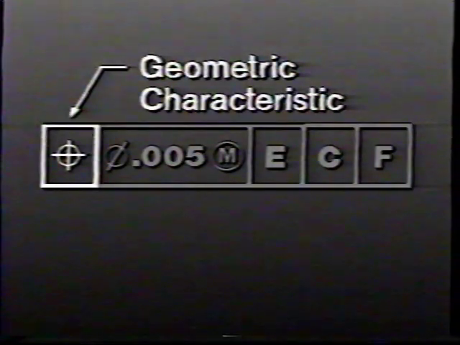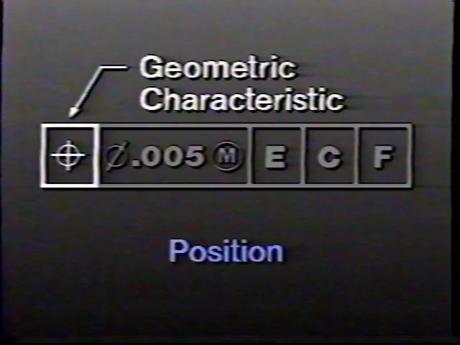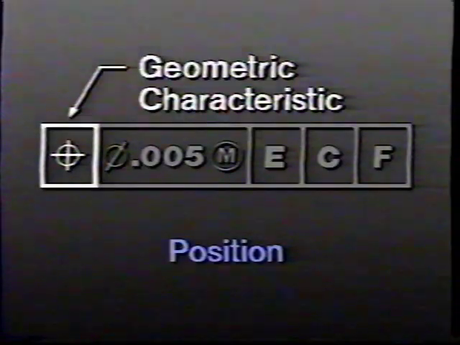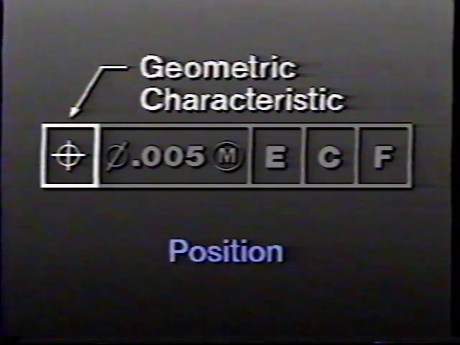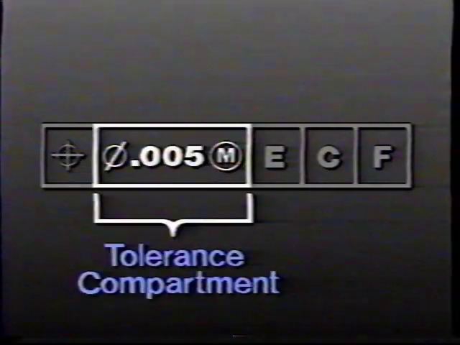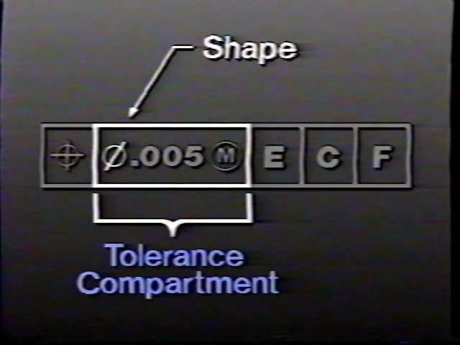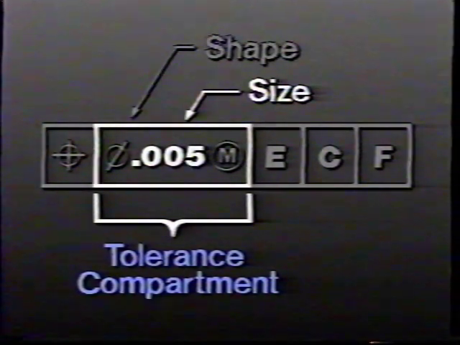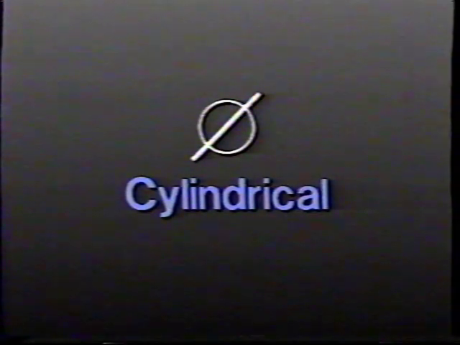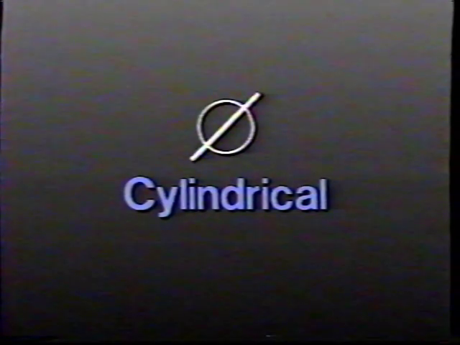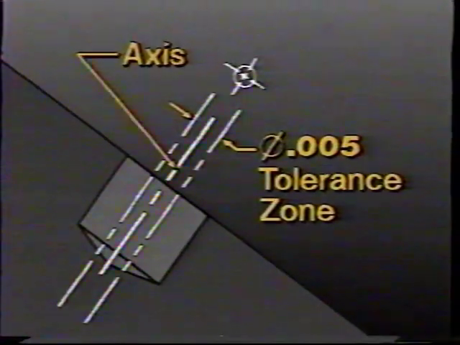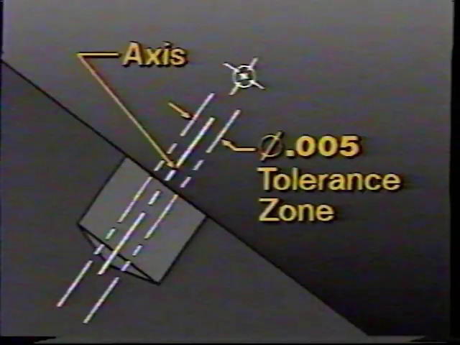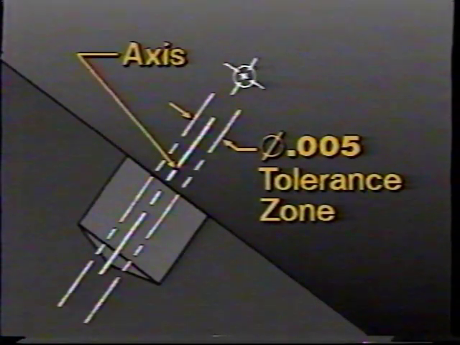The frame is divided into 3 compartments. The first compartment tells you the geometric characteristic controlling the hole. For example, this is the symbol for position. It locates the hole in relation to the datums. The tolerance compartment specifies the shape and size of the geometric tolerance zone for the hole. This symbol means that the hole's geometric tolerance zone is cylindrically shaped. The size of the geometric tolerance zone is 5 thousandths. So the axis of the hole must lie within a 5 thousandths tolerance zone for its entire length.